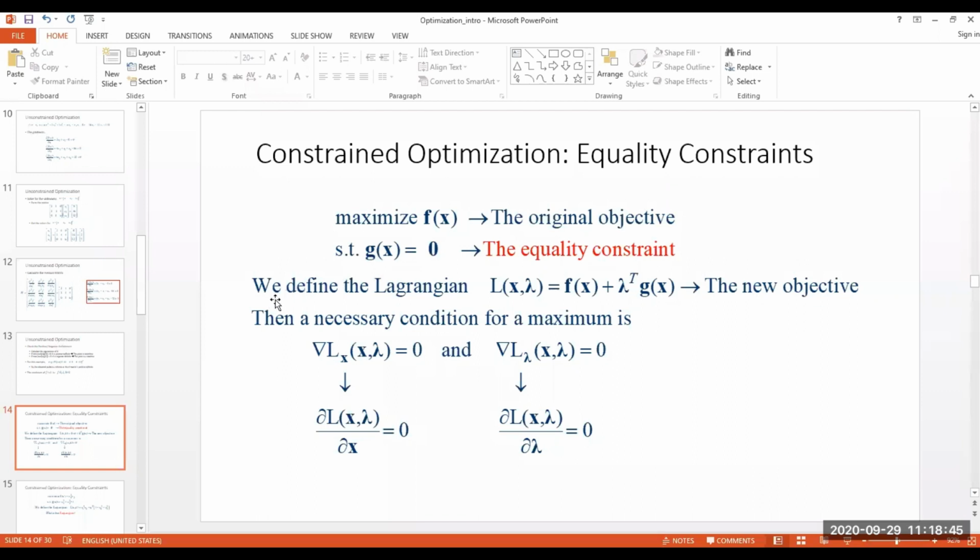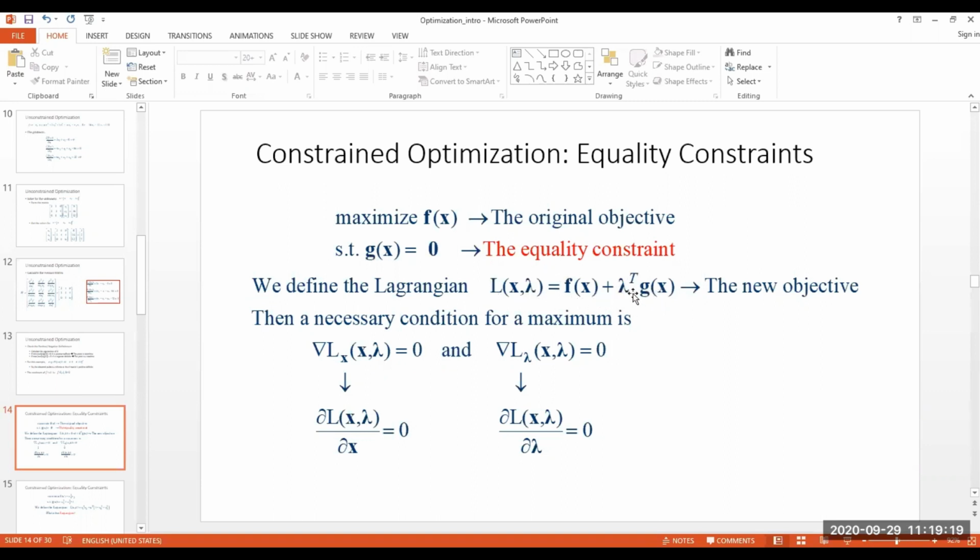Now to solve this, we define the Lagrangian. How do you formulate the Lagrangian? We simply take the original objective function f of x at first, then we add the equality constraint function with the multiplying factor lambda, which is known as the Lagrangian multiplier. I mentioned it in the last class, I am again mentioning it here. This is lambda transpose, just to match the dimension of this expression with the remaining portion of the equation, okay?